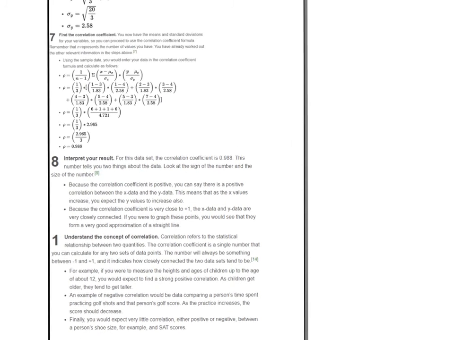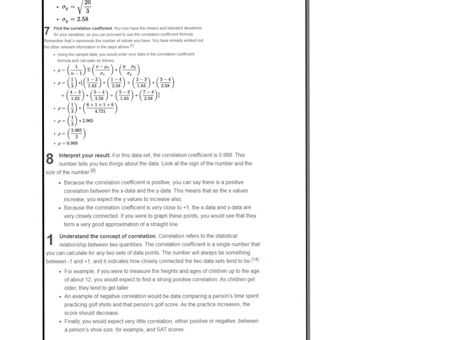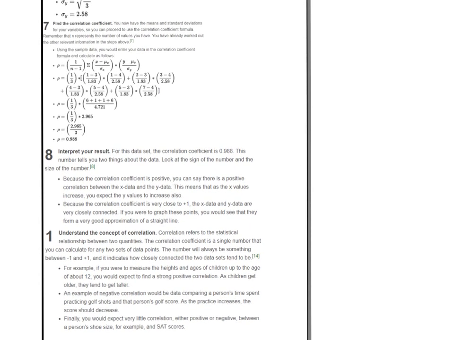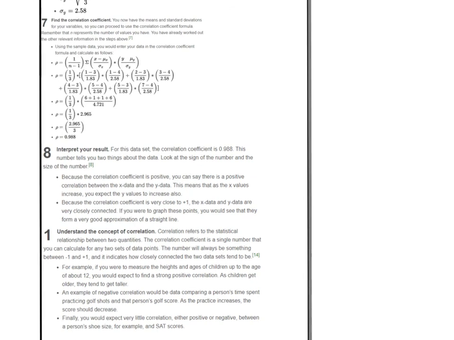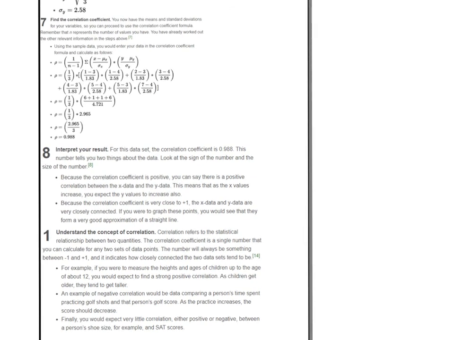It says for the correlation coefficient you have the means and standard deviation for your variables. So you can proceed to use the correlation coefficient formula. Remember, n represents the number of values you have. So this is the correlation formula. A calculator will find that correlation coefficient for you. And it says for this set of data that was in the original problem, the correlation coefficient is 0.988.